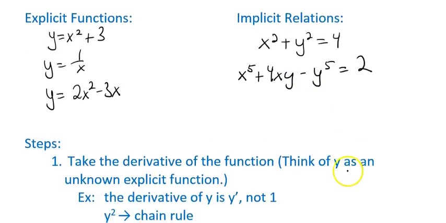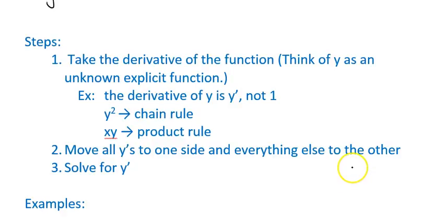So what we're going to be doing are these steps right here. The first thing that we're going to do is take the derivative of the function, I should probably say relation, and when you do that, you want to think of y as an unknown explicit function, like it stands for one of these things over here. So when we say we're taking the derivative of y, we say that is y prime. It's not 1. You treat x like normal. So if you had 5x, the derivative of 5x would be 5. But the derivative of 5y would be 5y prime, because y is standing for something with x's in it.